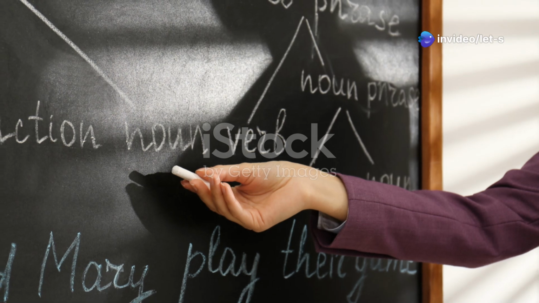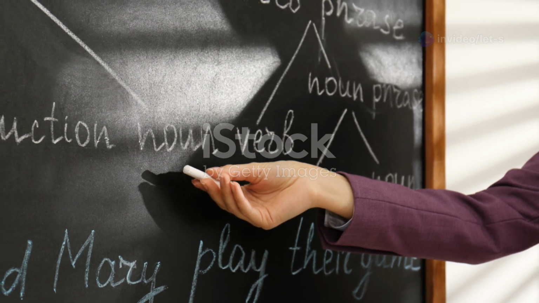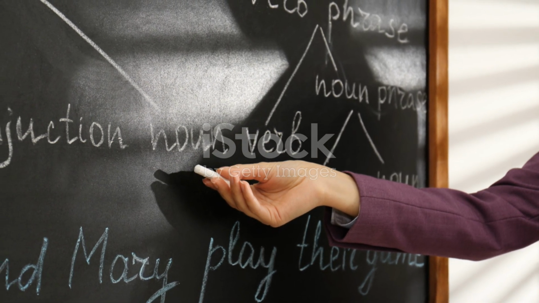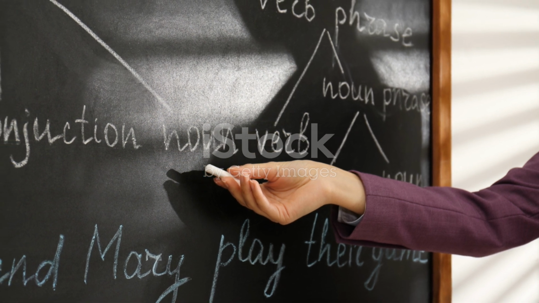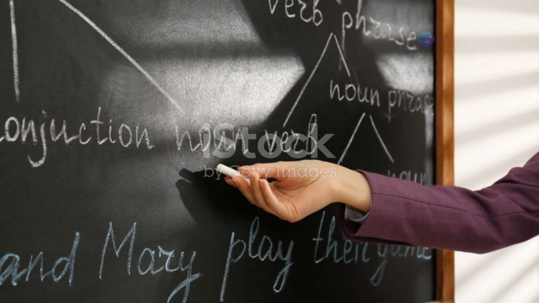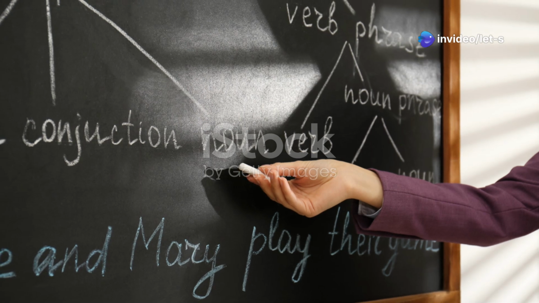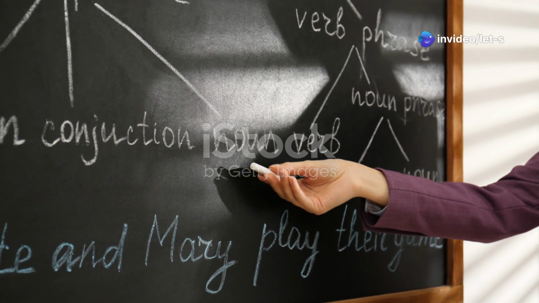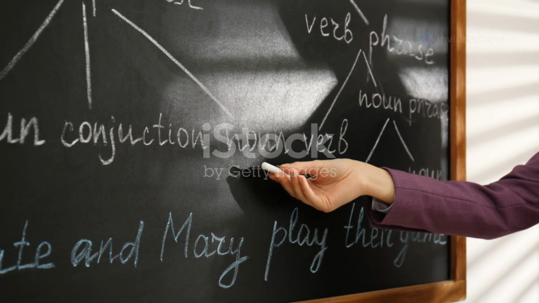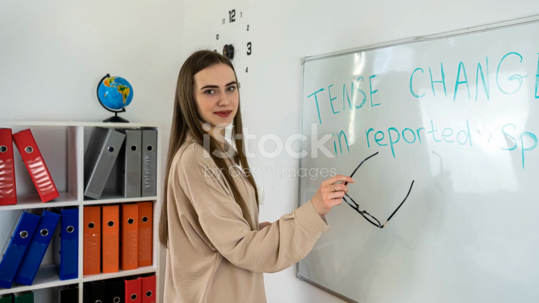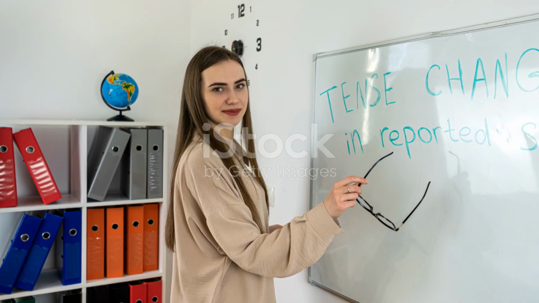Backshifting tenses is a key part of reported speech. When we report what someone else has said, we often need to change the tense of the verbs in the original statement. This process is known as backshifting. It helps to convey that the action or state described in the original statement happened at an earlier time. Here's a simple guide to help you understand how to backshift tenses in reported speech.